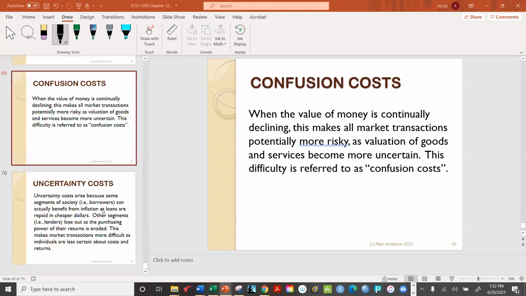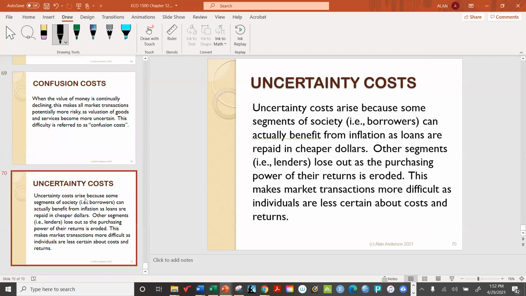And then we have uncertainty costs. Borrowing and lending becomes very tricky because you don't know what kind of real rate of return you're getting when you invest money or how much you're paying when you borrow money. And that's going to reduce the amount of investment capital that's available. It'll become harder to get loans, and therefore people will have less consumption and businesses will invest less in the future. So all of these are obviously very, very costly.